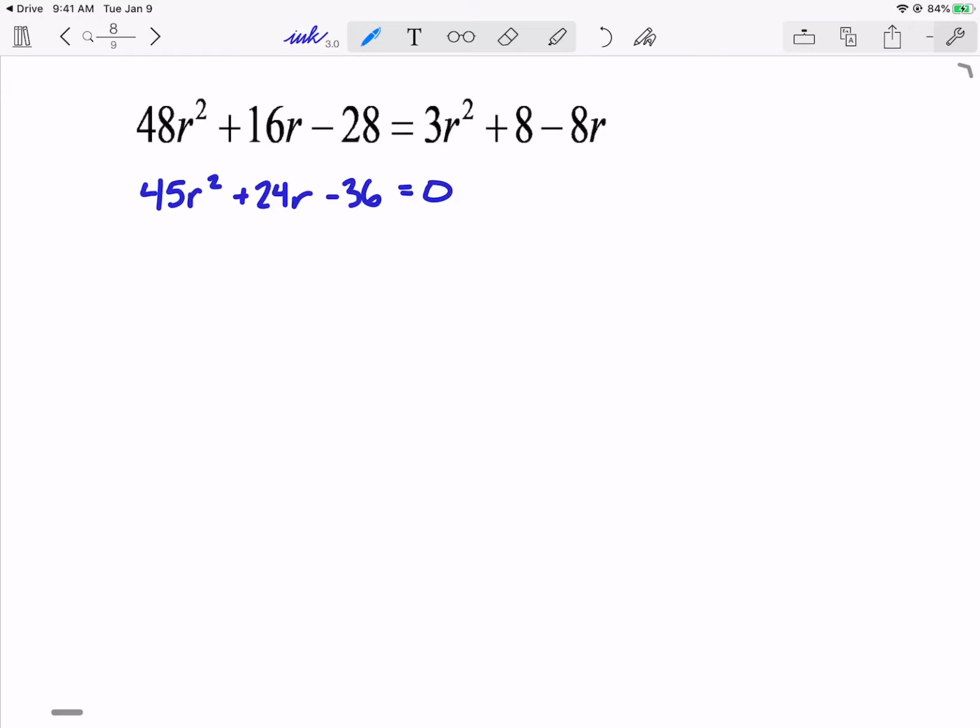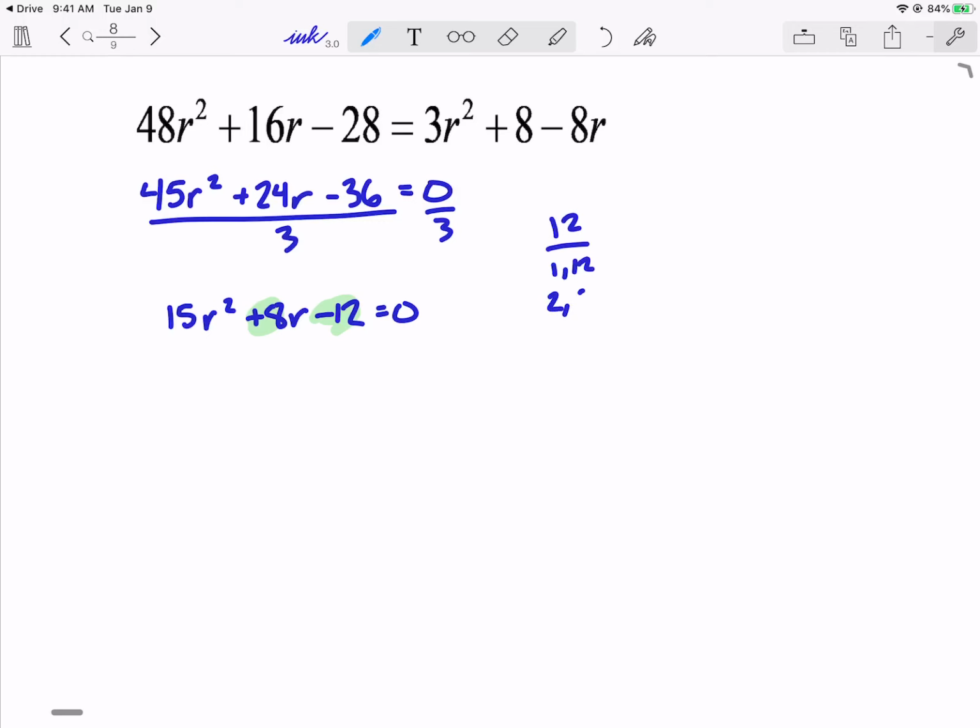Now I notice all of these numbers are divisible by 3 because their digits add up to something divisible by 3. So I'm going to factor out a 3 or divide both sides by 3. So dividing both sides by 3, I get 15r squared plus 8r minus 12 equals 0. So I've got to multiply to make a negative 12 and add to make an 8. Factors of 12: 1 and 12, 2 and 6, 3 and 4.